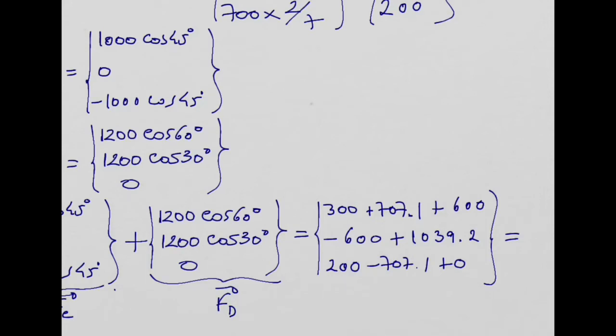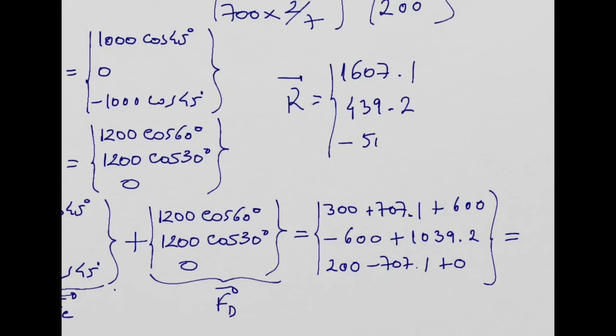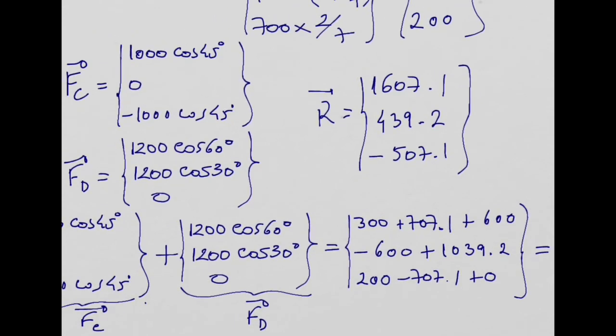I will continue here. I don't have space there. So the resultant is going to be: 300 plus 600 is 900, so 1,607.1. Very good. Y component is going to be 439.2. Is that correct? And the other one is minus 507. Is this correct or not? Yes. Good. So resultant of the forces, that's it. That is only half.